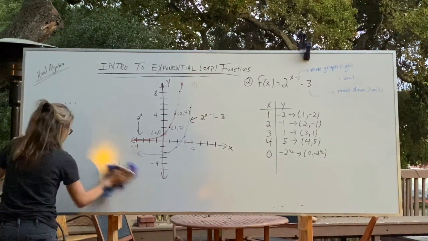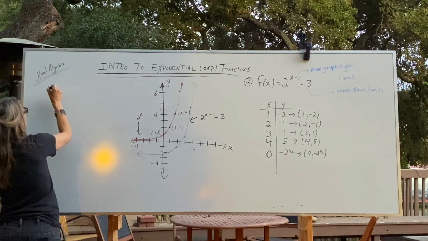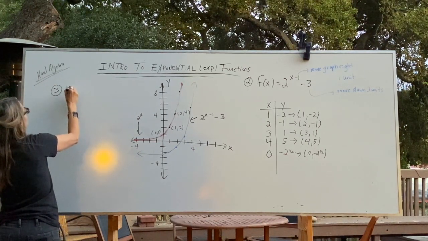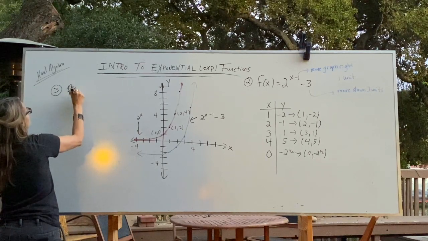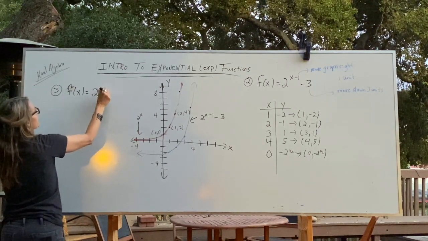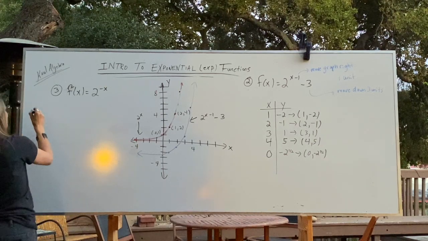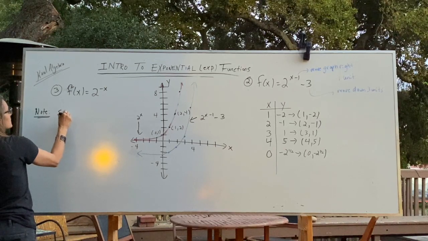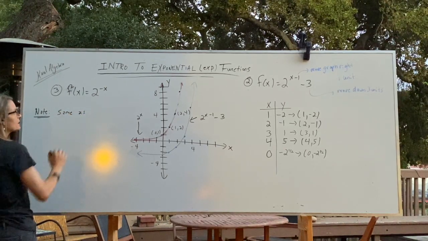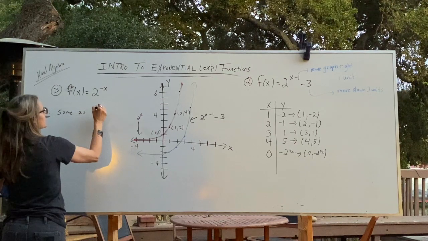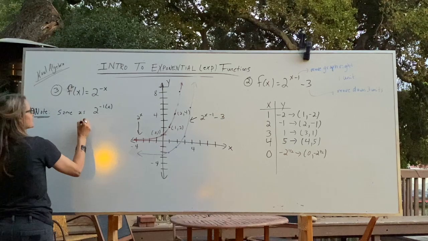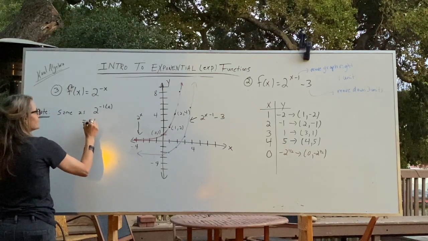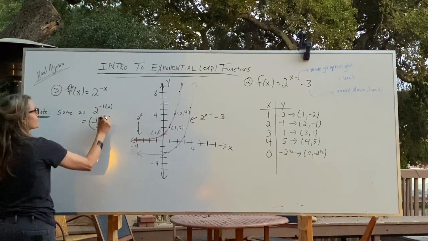Let's try this third graph right here. Let's go ahead and try f of x equals 2 to the negative x. Okay, one thing to note, this is also the same as, if you think about it, 2 to the negative 1 times x. So this is the same thing as 1/2 to the positive x power.